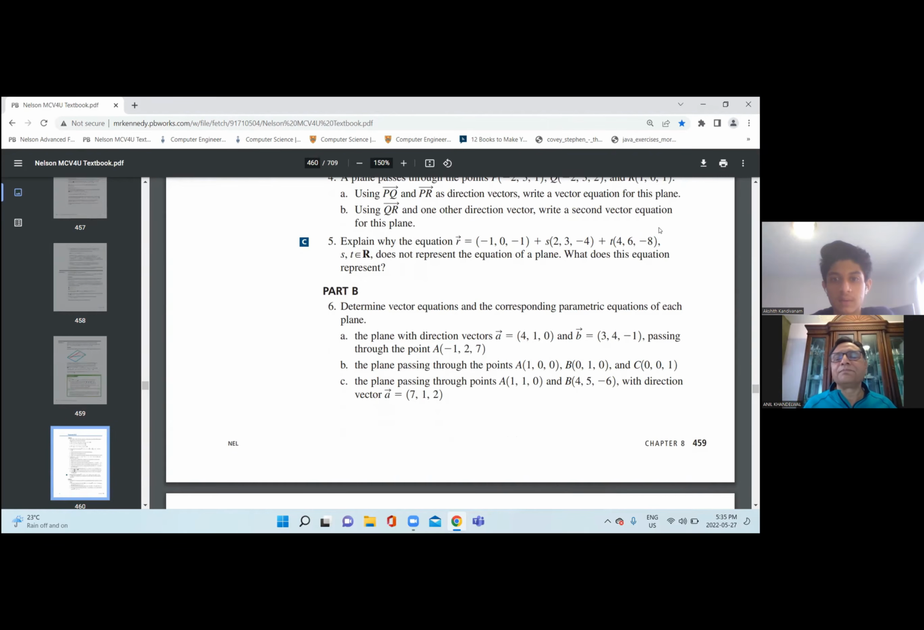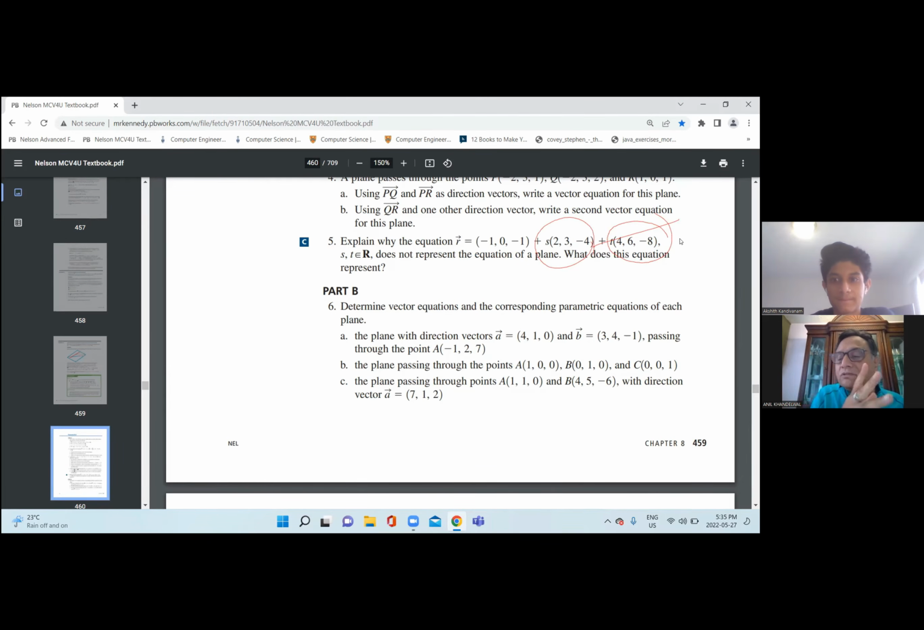What does this equation represent? Tell me. Right, sir. So it has two parameters, right? No, these are the same directions. Right. If I take 2 common, it is 2 times (2, 3, minus 4). Yeah. So it is the same line. So it is not two. It is one line. So it is basically the equation of a line, not a plane.